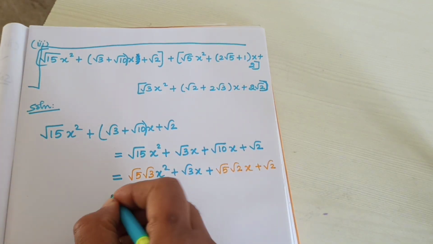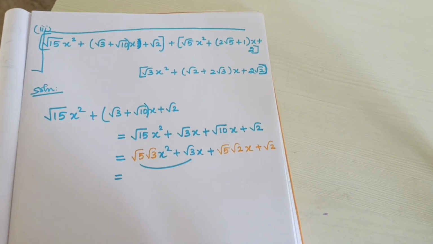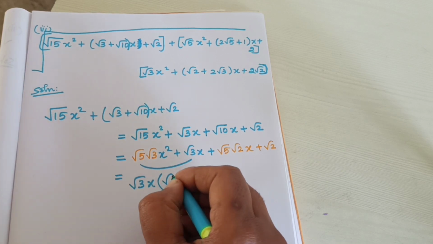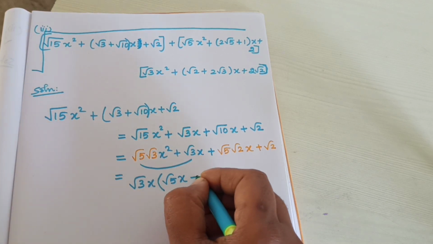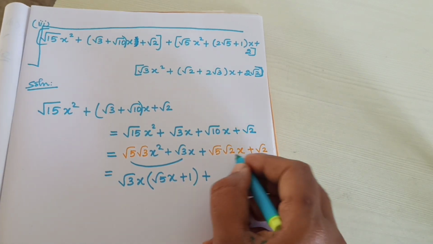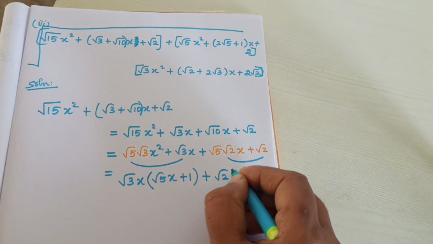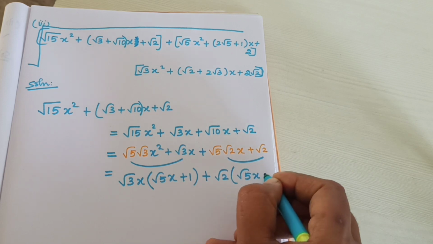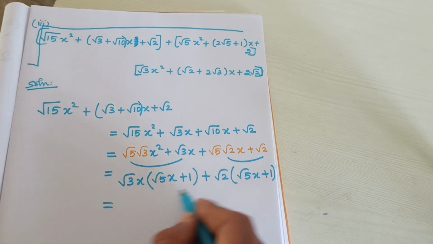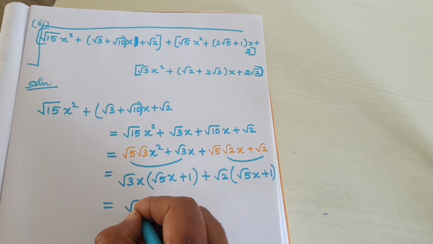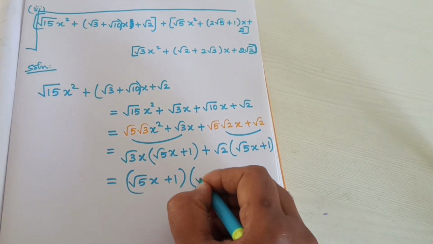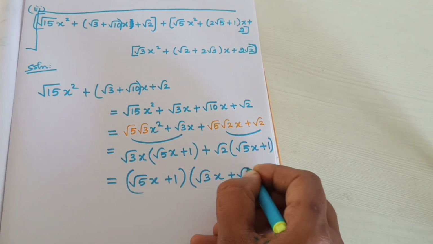So first two terms, what are the common terms? √3 x. After taking common, √5 x will be there, plus 1. Plus, here also, √2 is common, correct? So, √2 is common, (√5 x + 1). Now see, what is the common term? (√5 x + 1) is common. After taking (√5 x + 1) common, inside the term (√3 x + √2).